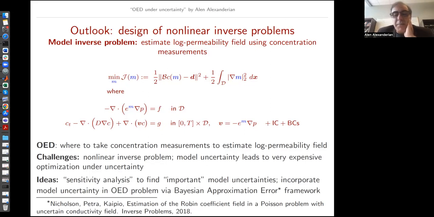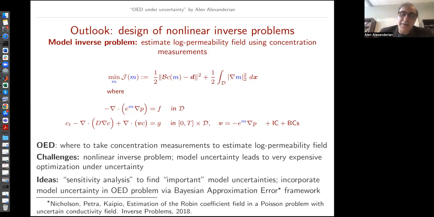But one thing that I learned about recently is this Bayesian approximation error framework, the so-called BAE framework. It gives you a systematic way to incorporate model error or model uncertainty in your formulation of your Bayesian inverse problem. And then building on that framework, we can formulate the OED objective that is so-called uncertainty aware.